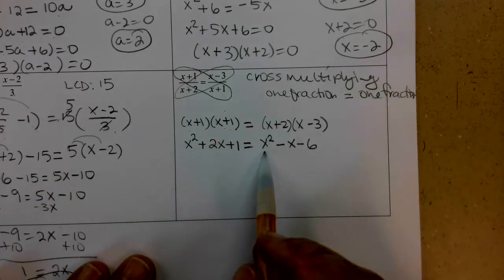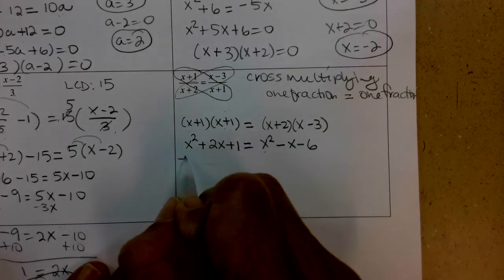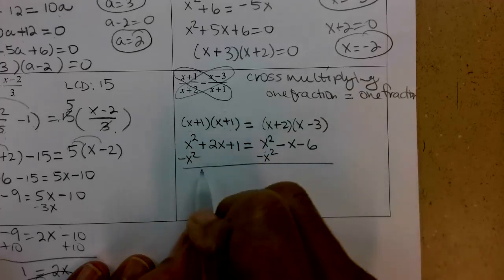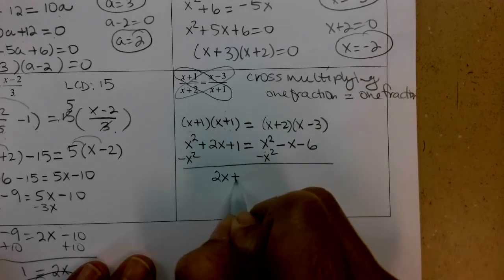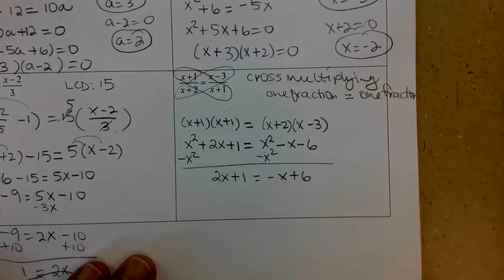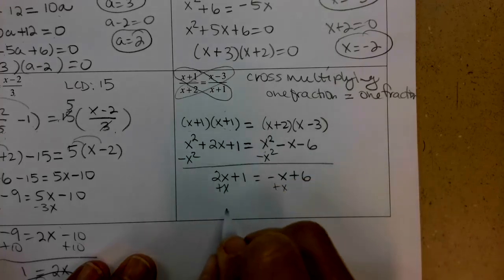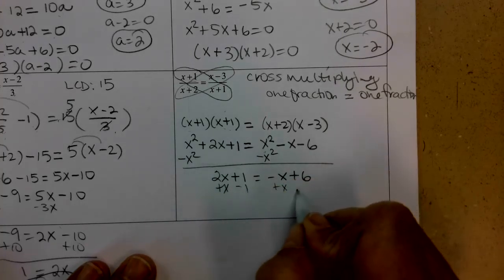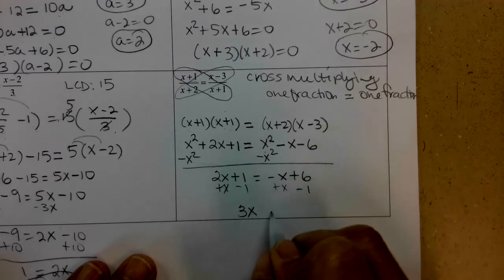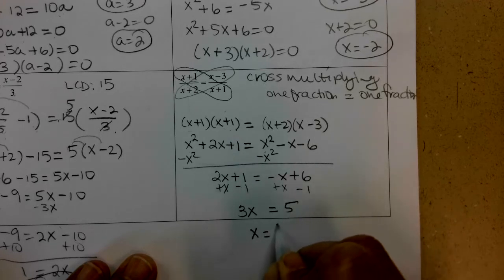So it's quadratic, but those are both x squared. When I bring them together, when I try to combine, they're just going to add away. So my x squares are gone. Now I'm down to linear. So 2x plus 1 equals negative x plus 6. Let's go ahead and add x to both sides, and subtract 1 from both sides. So we get 3x equals 5, or x equals 5/3.